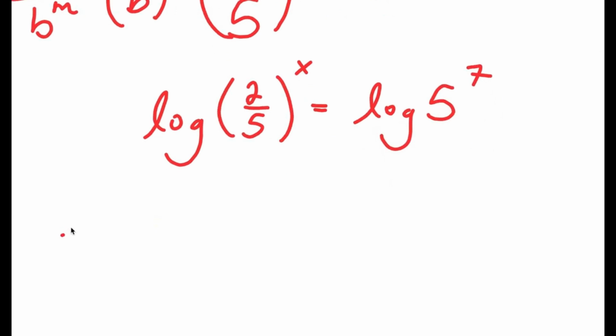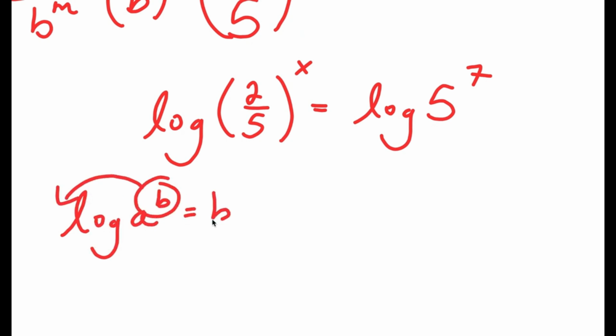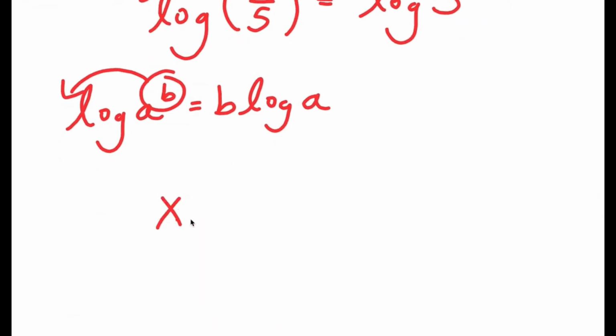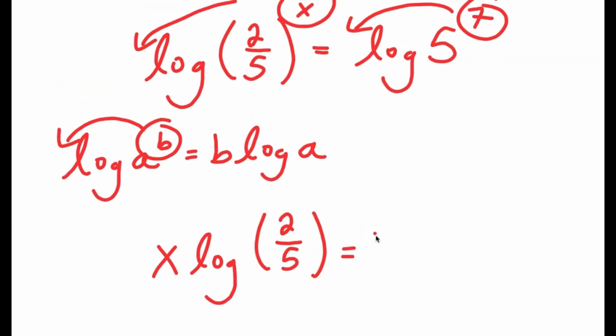And if I have something in the form log a to the power of b, I can move this exponent b to the front, so I get b times log a. In this case, I have log of 2 over 5 to the power of x, so I can move x to the front, and I have log of 5 to the power of 7, so I can move 7 to the front. So I get x times log of 2 over 5 is equal to 7 times log 5.